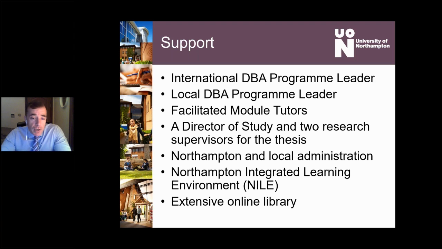And the university also has a very extensive online library. Everything you need, you'll access through the electronic library. The days of going to a library and taking out a book, which it was like in my day, I'm afraid that they've gone. These days, it's all electronic, and we access things electronically.